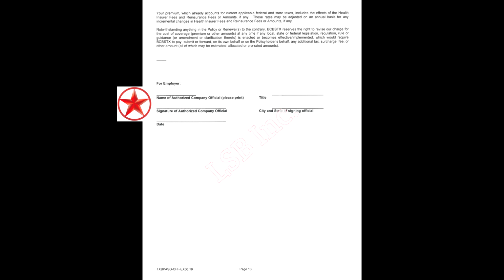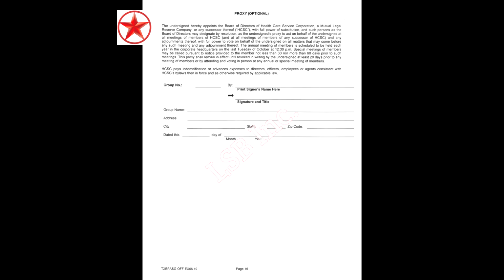And then that takes us to page 13. And this is where your authorized company official will need to complete that section and then sign off on page 13. When you get to page 14, the producer's statement, you can leave that page blank. That is something that Lone Star Benefits will complete for you as the producer for your group plan. Page 15 says proxy at the top, and it's an optional form. And so I would not spend the time to complete this form.